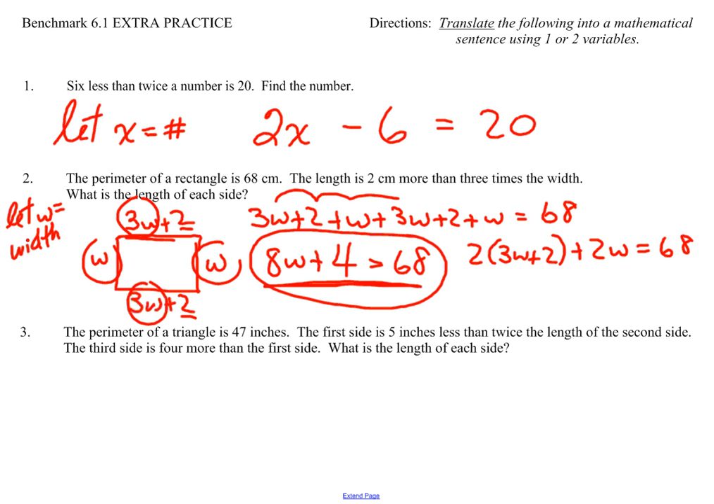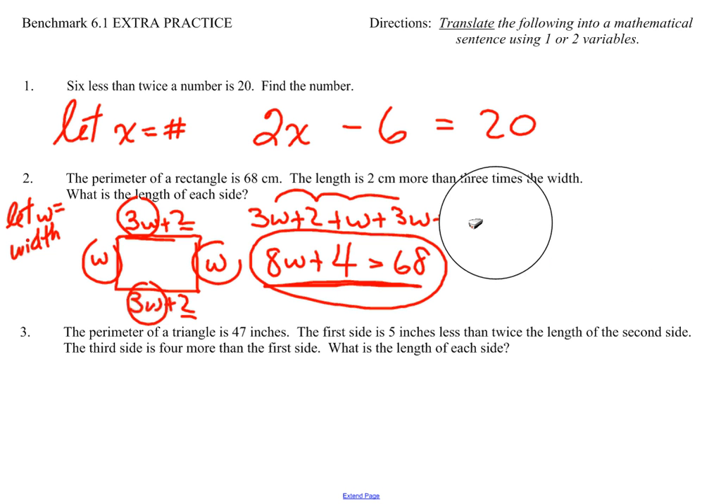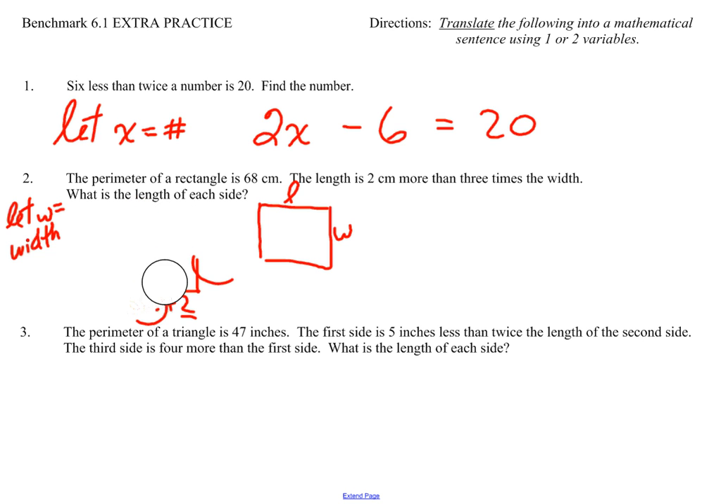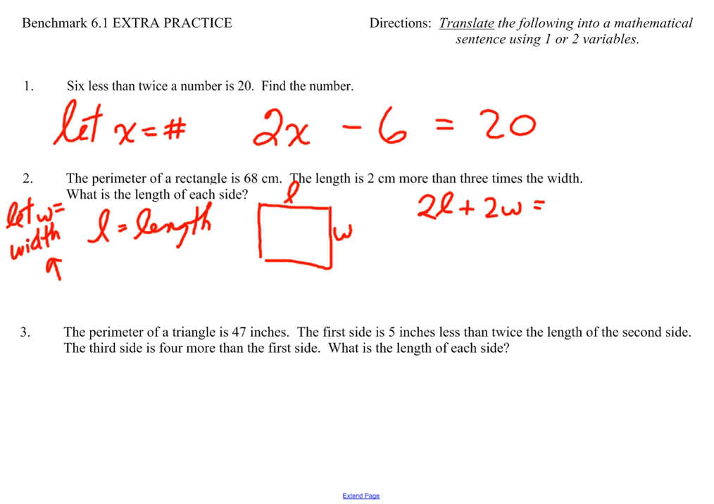I'm going to erase that so I get some more space for the other way that I'm going to do this problem. The other way is just with 2 different variables, a length and a width. I'll let W be my width and let L be my length. Since I have 2 variables, I'm going to need 2 equations, so I'll have a system of equations. If I know my perimeter is 68, I have 2L plus 2W, or 2W plus 2L, equals 68.